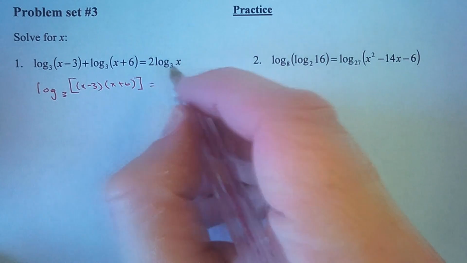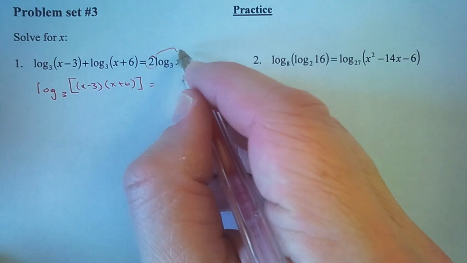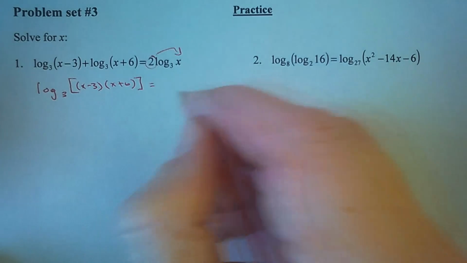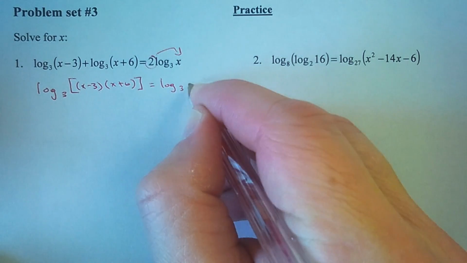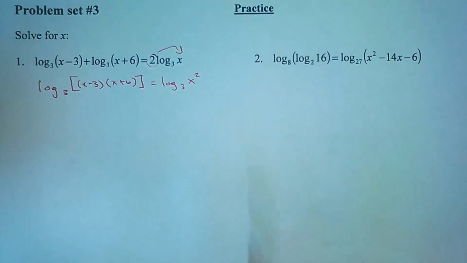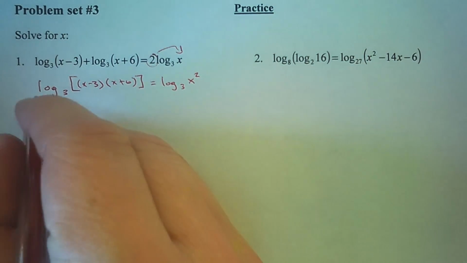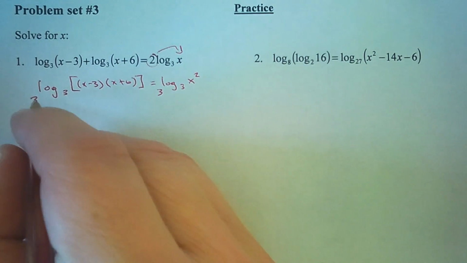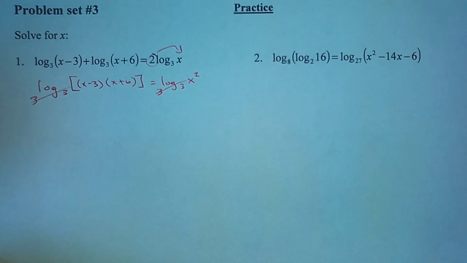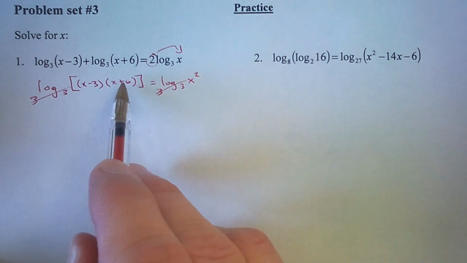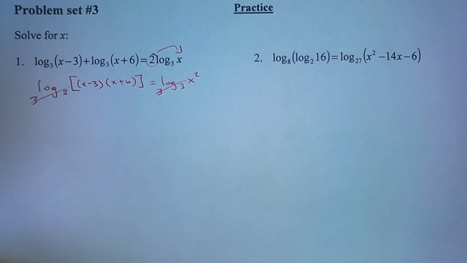And on this right side, I can take this coefficient of 2 and put it back here as a power. So it's log base 3 of x squared. Now I can use base 3 on both sides to cancel out the log base 3 on both sides. So I'm left with x minus 3 times x plus 6 equals x squared.